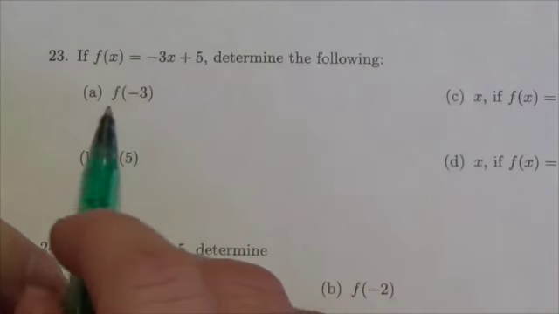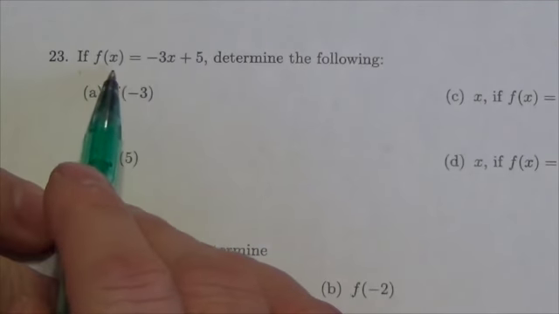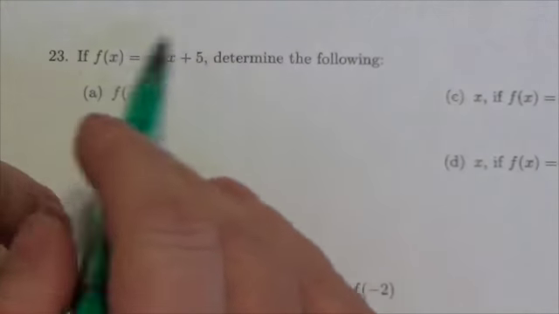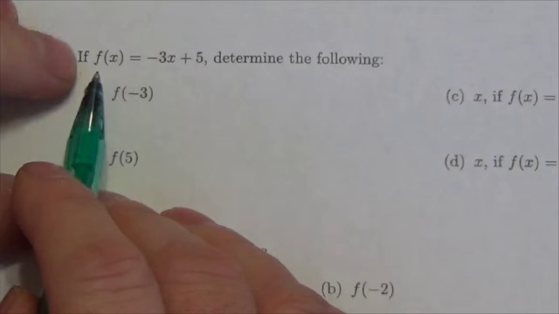Hi everyone. Okay, this question says that if f of x is equal to negative 3x plus 5, determine the following. So again, here's our function notation. Now remember what f means in this case.